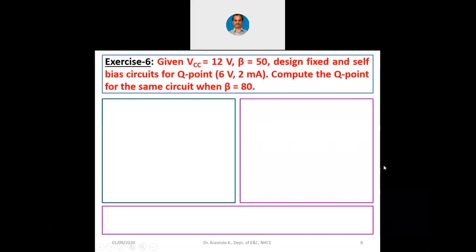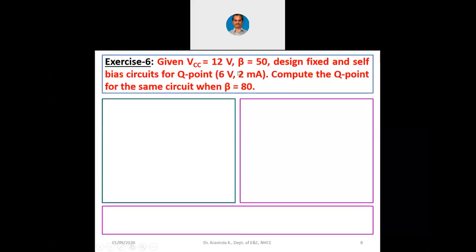So, there is one exercise here. You can see, given VCC equals 12 volts, beta equals 50, design fixed and self-bias circuits for Qpoint given this way and compute the Qpoint for the same circuit when beta equals 80. This WebEx's top point is blocking me to see the upper line. Okay, anyway, now it has gone.